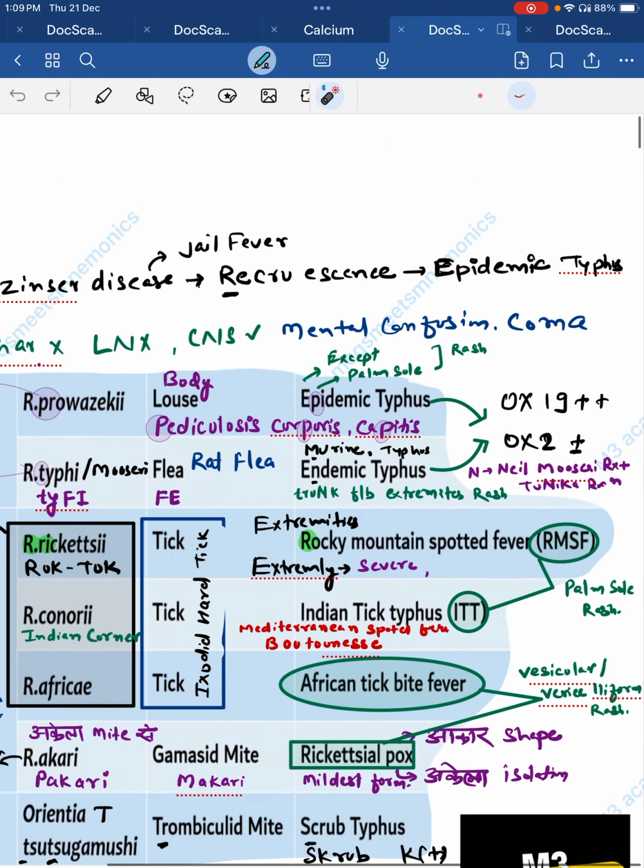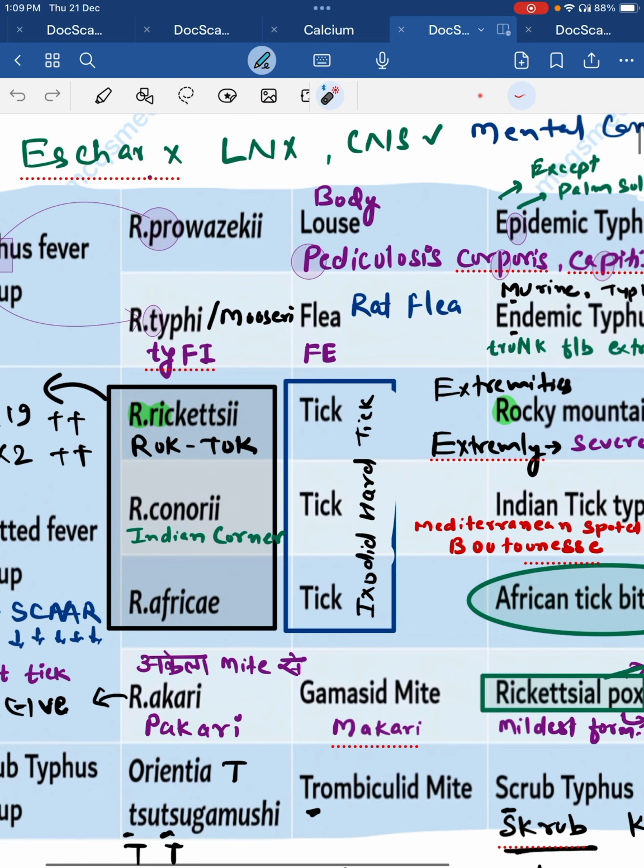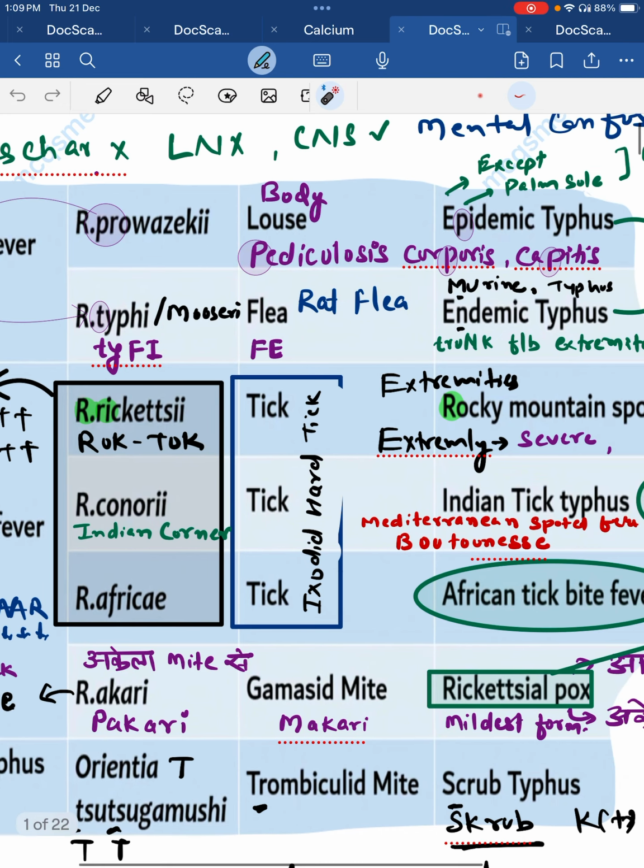Is that clear? Now, the next thing is Rickettsia typhi, or another name is Rickettsia mooseri, because the Nil-Mooser reaction is positive. So, Rickettsia mooseri or Rickettsia typhi. As the name suggests, typhi, you can read as typhi-Fi. So, Fi means flea. So, the rat flea is the causative agent. And as you know, rats live inside the home.